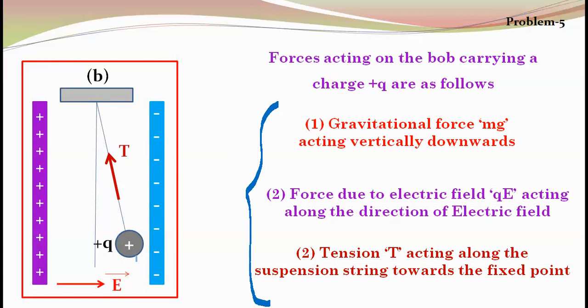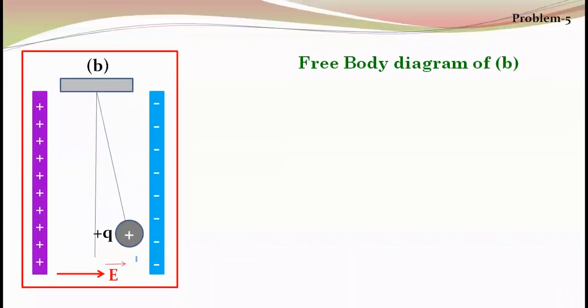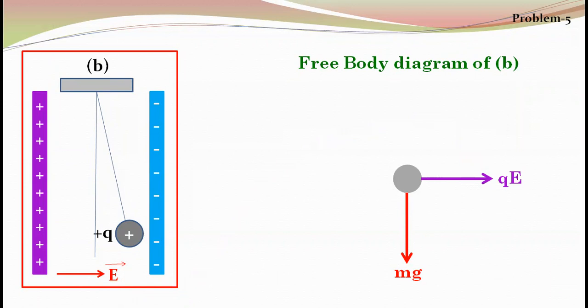In the next slide, we'll see the free body diagram of subdivision B. So the bob is represented by a dot. Number 1, gravitational force acting vertically downwards. Number 2, the force due to electric field QE, which is going to act along the direction of electric field, because the bob is carrying, I'm sorry, the bob is carrying positive charge. And this is the tension, which is going to act along the suspension string. So I hope you would have understood the free body diagram of subdivision B as well.